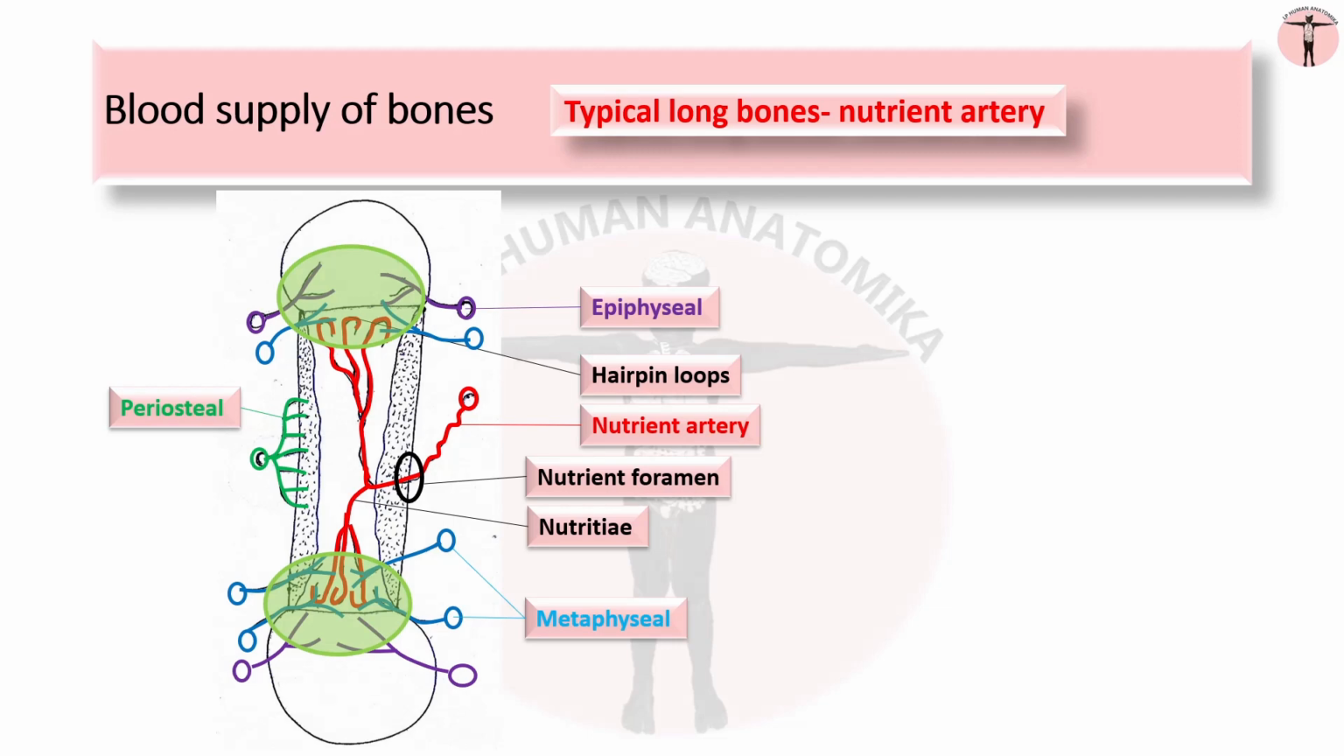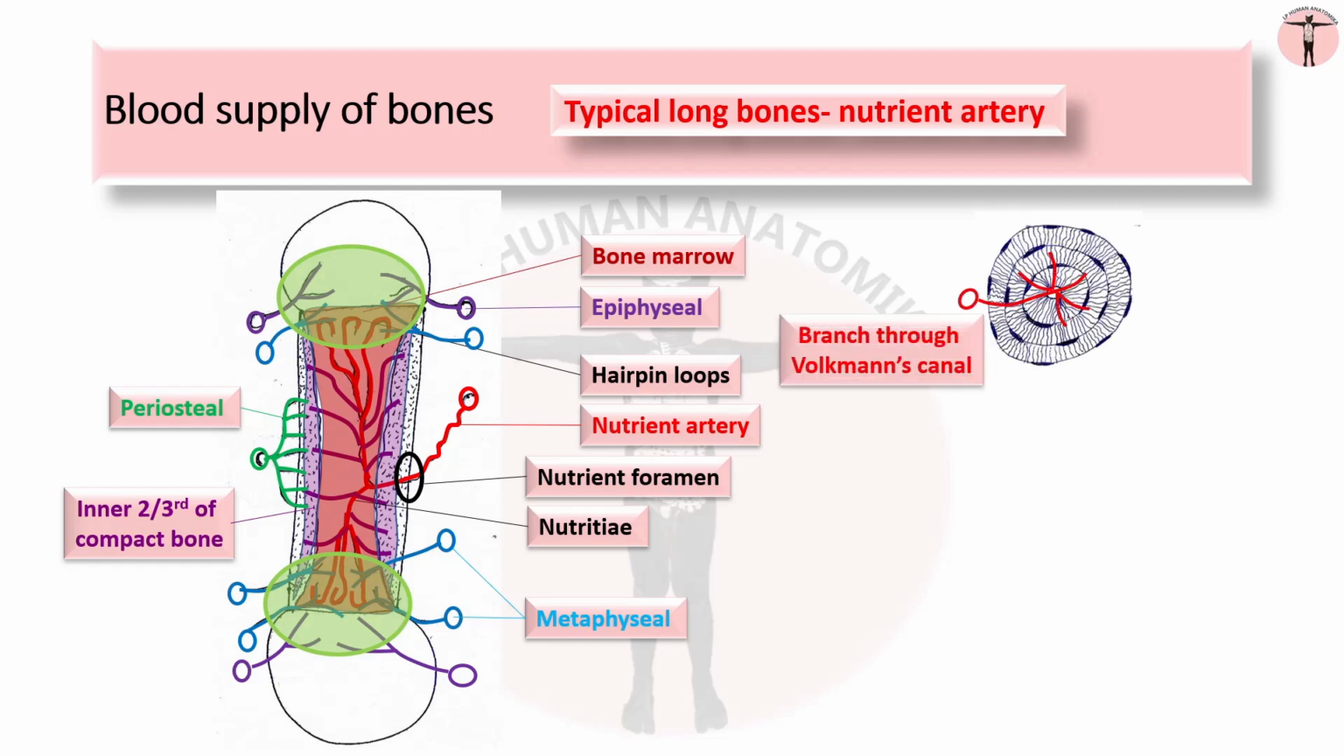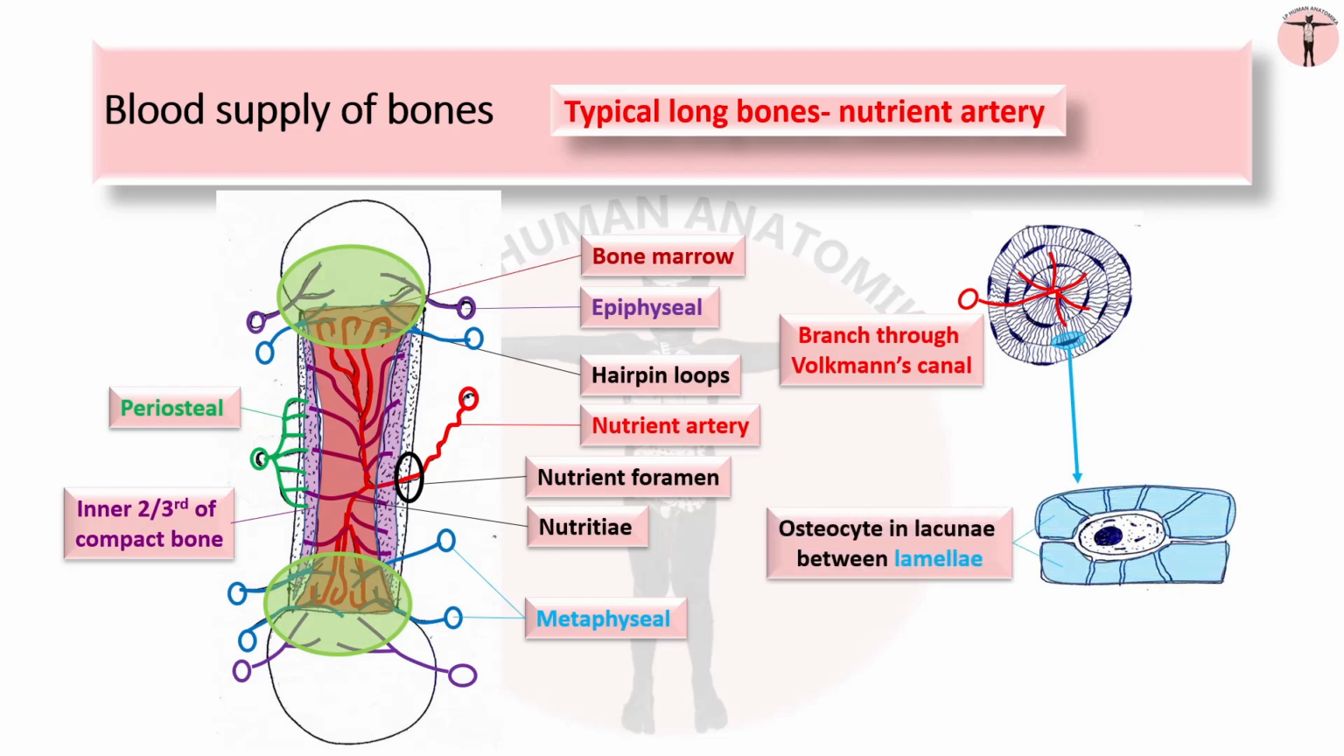The nutrient artery supplies the bone marrow, or the marrow cavity filled with bone marrow, and inner 2/3 of the compact part of the diaphysis. The artery enters the compact bone through the Volkmann's canal and provides nutrition to the Haversian systems. The osteocytes in lacunae present between the adjacent lamellae of Haversian system receive nutrition by diffusion through the anastomosing canaliculi which arise from the central canal.